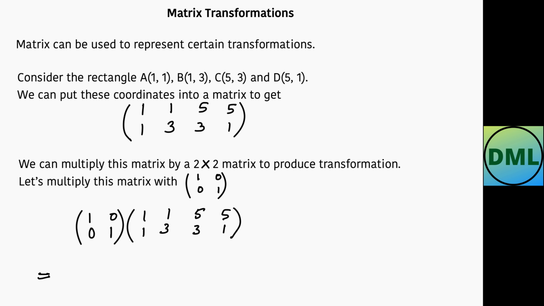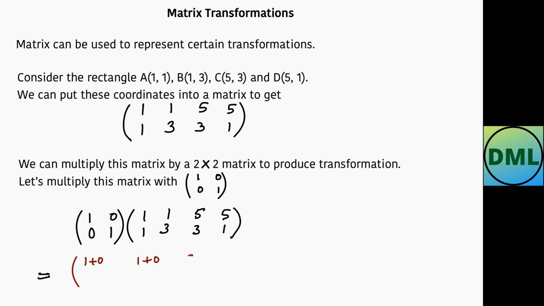The answer will be, you have to multiply this with this one and add it. That means 1 times 1 plus 0 times 1. Then you have to multiply this with this one. How? 1 times 1 plus 0 times 3. The same way we are going to multiply this with this one. 0 times 1 plus 1 times 1. Let's do it here. This will be 1 plus 0. This will be 1 plus 0.